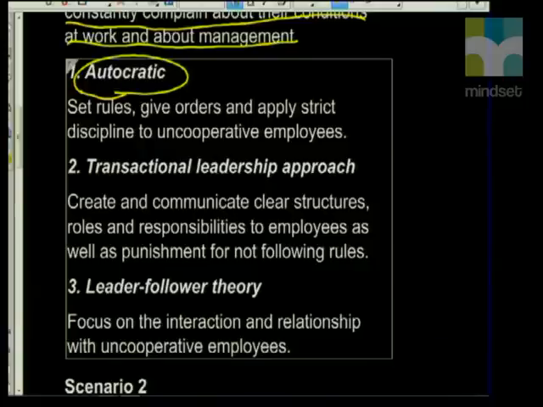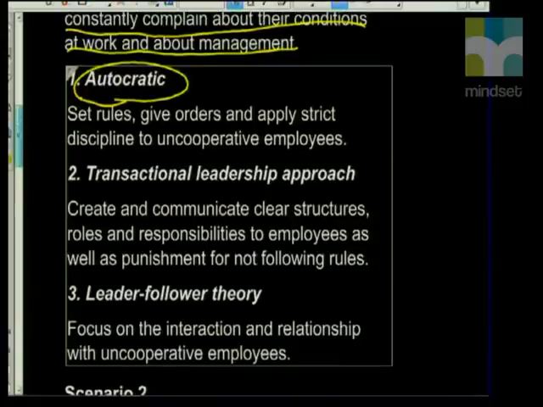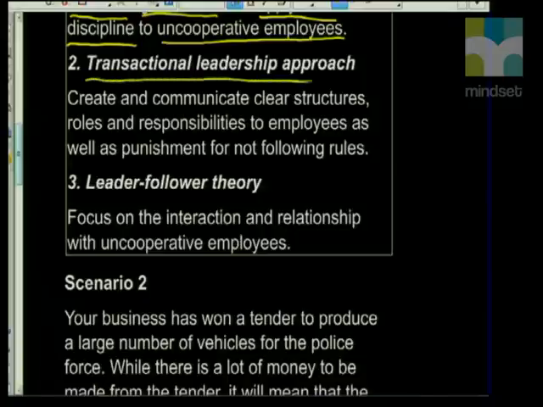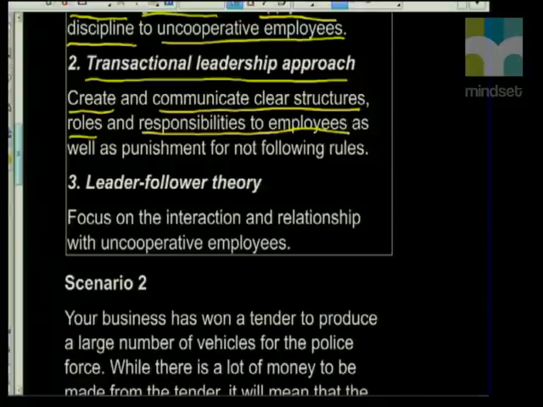But let's have a look. If you're an autocratic leader, in this situation it will work because you can set rules, give orders, and apply strict discipline to uncooperative employees. So you could just set down the rules and try to get the company back on track. Another style you could have used in this situation would be transactional leadership. And what does this involve? You can create and communicate clear structures, roles, and responsibilities to employees, as well as punishment for not following these rules.